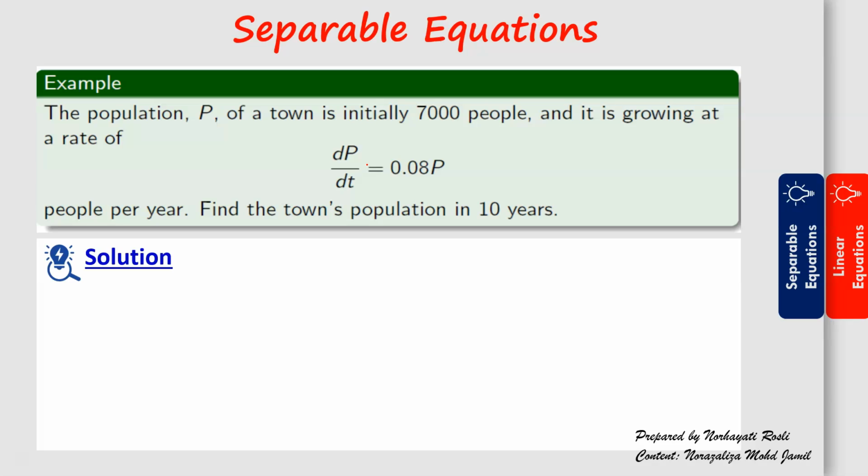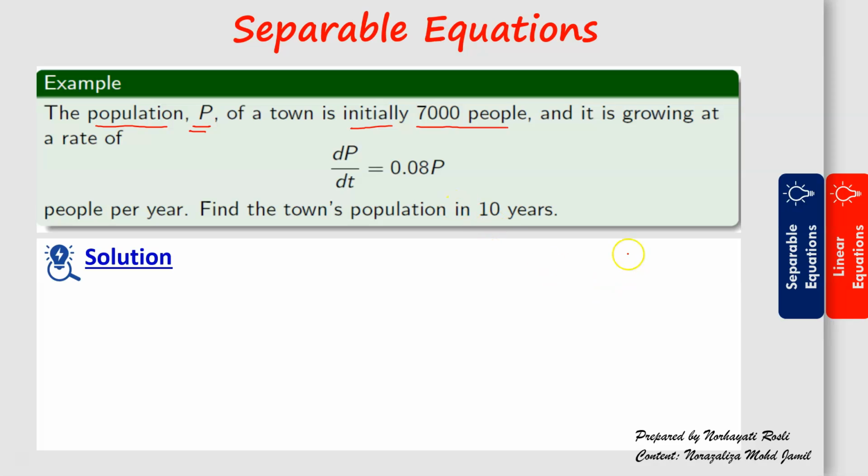We have, for example, the population, denoted by the notation P, of a town. The population of the people in one town is initially, at the initial time, 7,000 people only, and it is growing at a rate of dP/dt, meaning the rate of change of that population with respect to time, equal to 0.08 people per year. So the question asks you to find the town's population in 10 years.